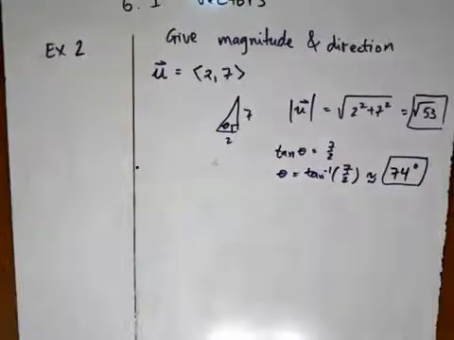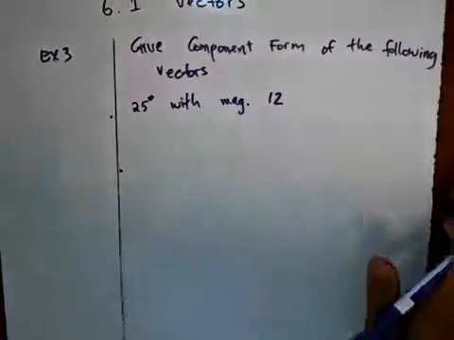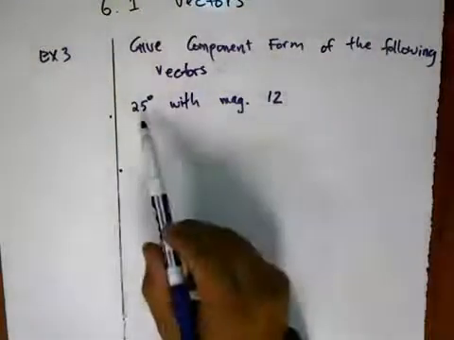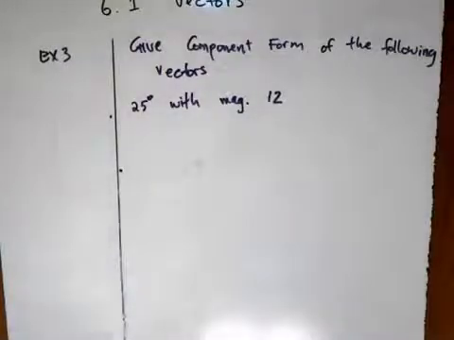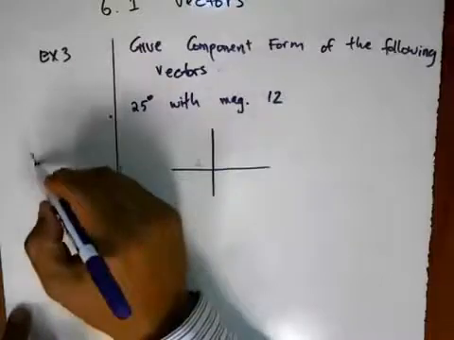Now let's look at a couple more examples here before we move on to the complicated problems. So here we have an example where everything is kind of a little bit reversed, where we are given the magnitude and the direction, and we're asked to find the component form. So one of the things I'm going to do here is just draw a picture.